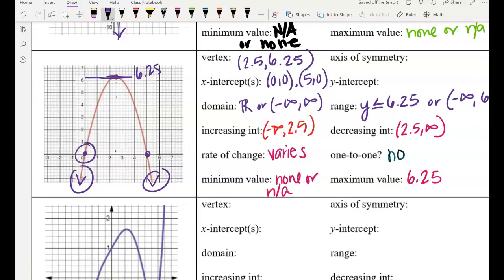Y-intercept, it happens to be the same as the x-intercept location of 0, 0. Yes, we do have one axis of symmetry. That is the h value of your vertex. So x equals 2.5. And that is it for this.